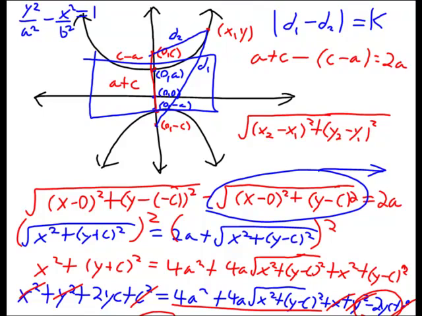But this all comes back to the idea that the hyperbola is a set of points for which the difference in the distances is some constant value. And from that we derive our standard equation, y squared over a squared minus x squared over b squared equals 1.